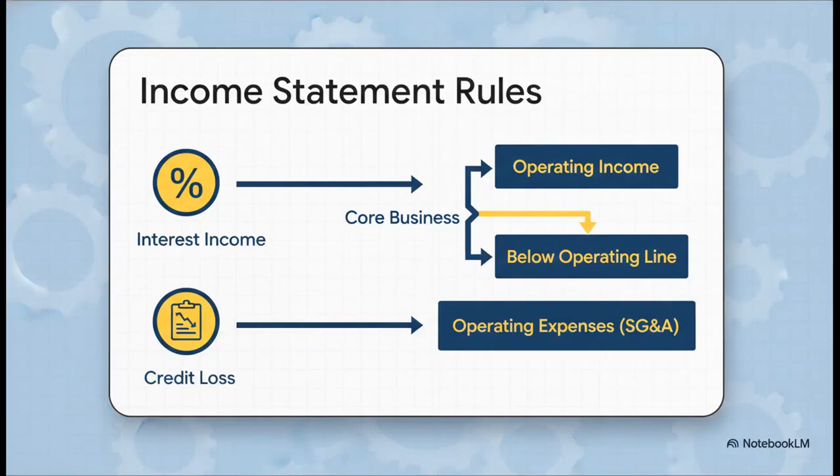Now, what about the income statement? Where do the related revenues and expenses actually live? Well, for interest income, it completely depends on your core business model. If lending is your bread and butter, like it's a core activity of the business, then it's presented in operating income. If it's not, it sits below the operating line. Meanwhile, your credit loss expense is typically going to sit within your operating expenses. You can show this as its own separate line item, or sometimes it's tucked away within a broader selling, general, and administrative category, which we usually just call SG&A.